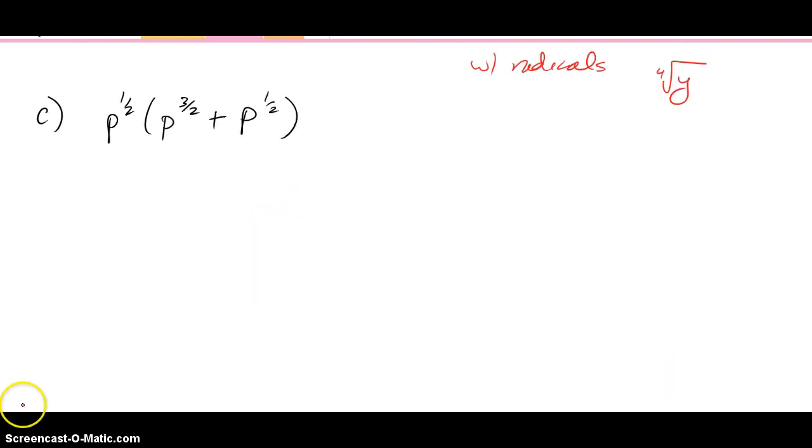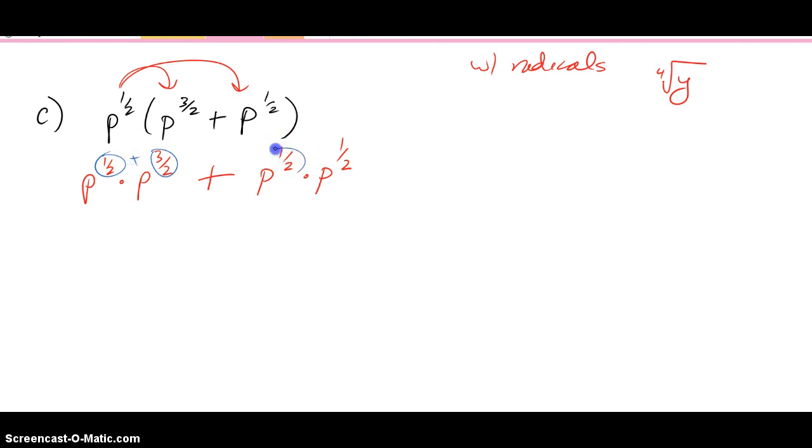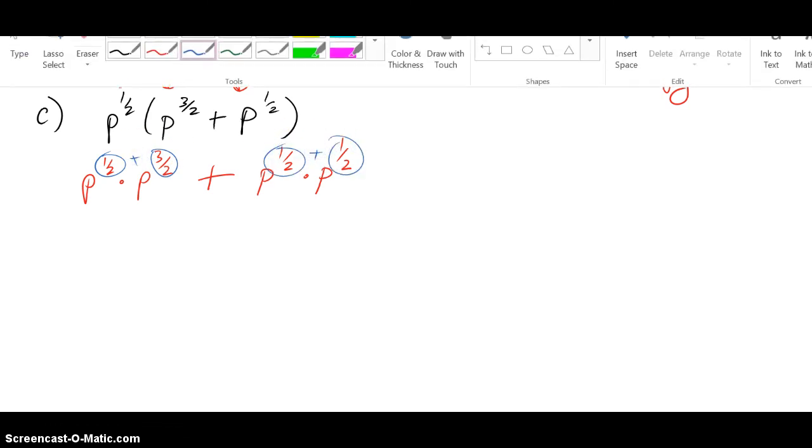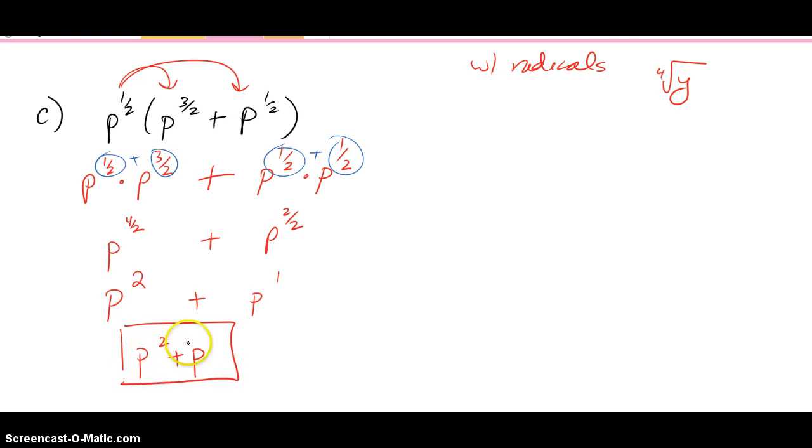Part C, to simplify, it looks like I have a monomial looking thing times a binomial looking thing, so I have p to the 1/2 times p to the 3/2 plus p to the 1/2 times p to the 1/2, and since they have the same base, I'm really adding the exponents, and since they have a common denominator, that's even better. I have p to the 4/2, which is just p squared, plus p to the 2/2 when I add the numerators, which is just p to the 1. So I really have p squared plus p, which I can't do anything else with because they're not like terms. So that's the best I can do with that one.